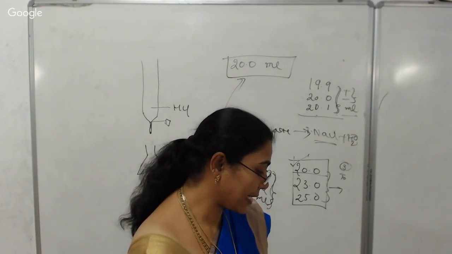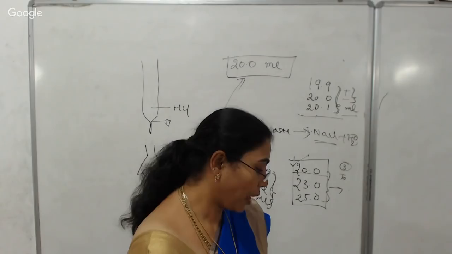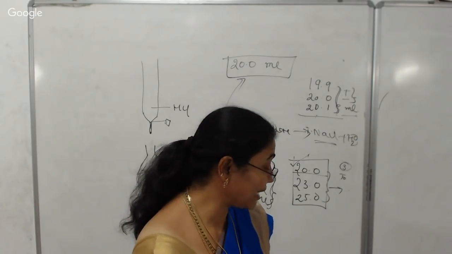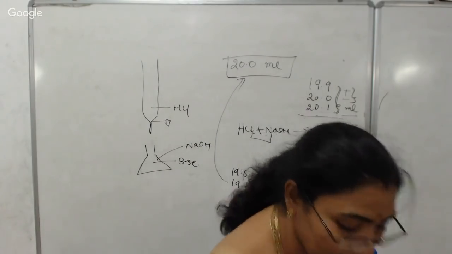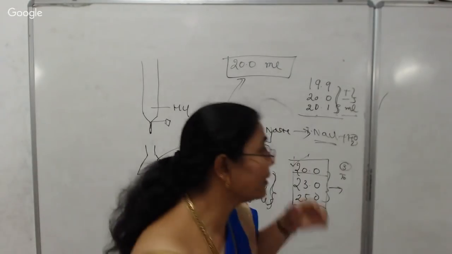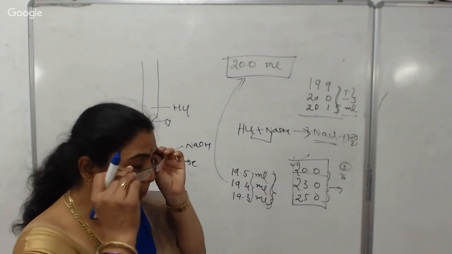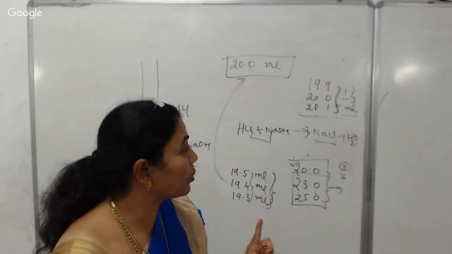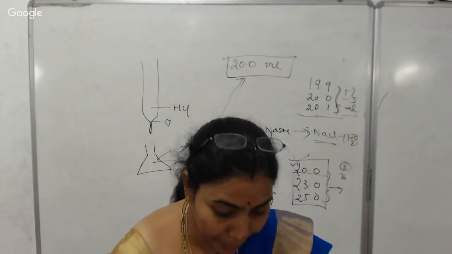But student A, he got 1.95 and 1.93. So the values are very close. So student A also will get the mark. So accuracy and precision both are 1 mark questions, very, very important, right?